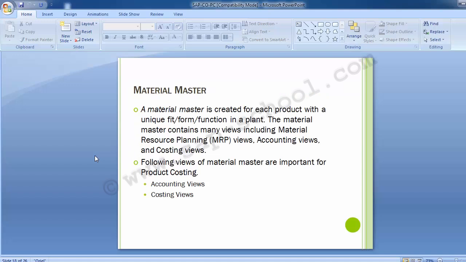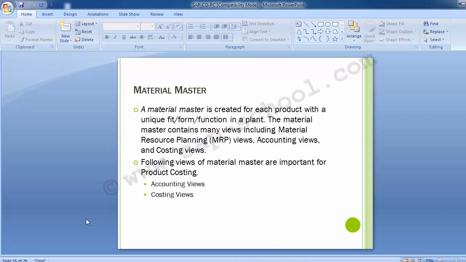If we come to one by one, material master. A material master is created for each product with a unique fit, form, function in a plant. The material master contains many views including material requirement planning views, accounting views and costing views. The following views of material master are important for product costing. In a material master, if you have ever seen, there are multiple views which have to be maintained, like basic data, sales related data, accounting views, costing views, sales views, then MRP views. A lot of different views have to be maintained. So in that, for product costing, the accounting and the costing views are important, which need to be maintained in the material master data.